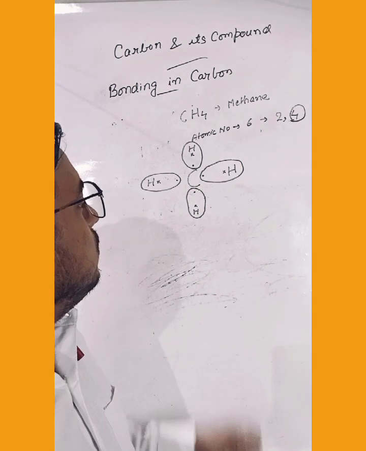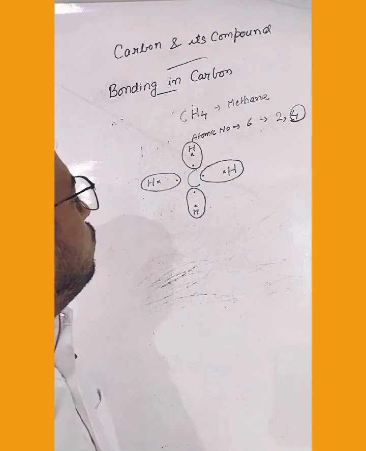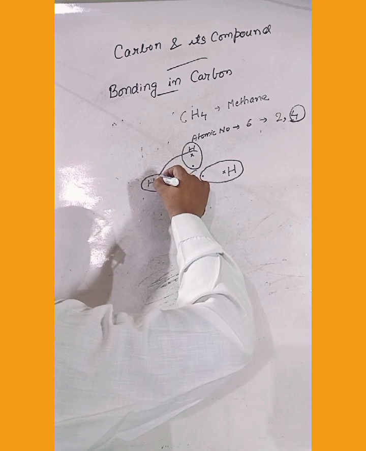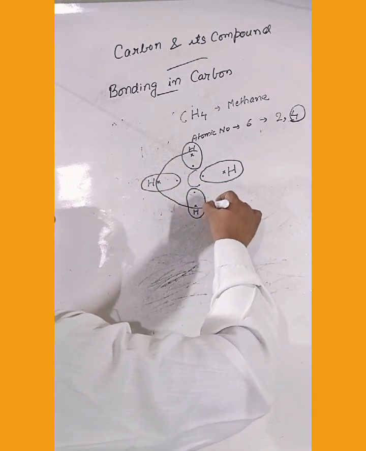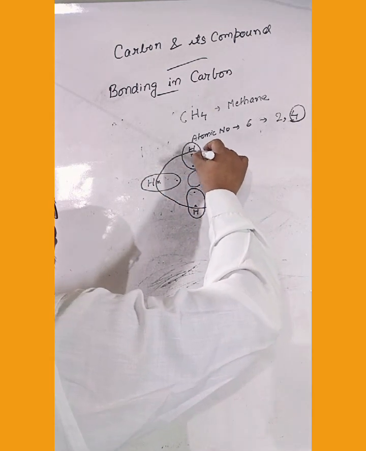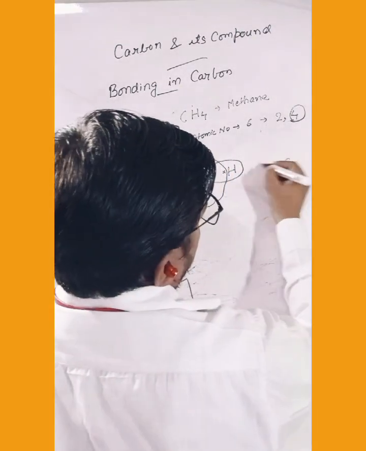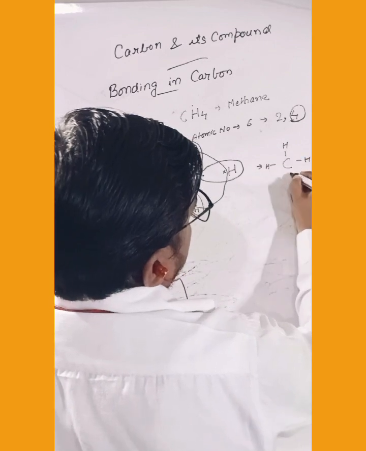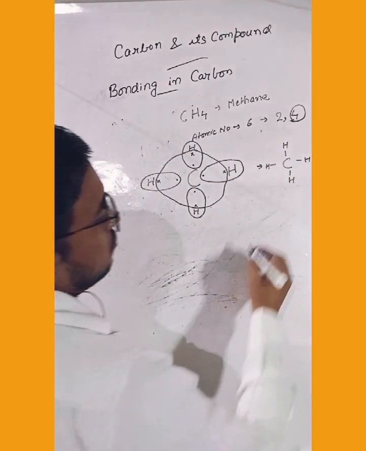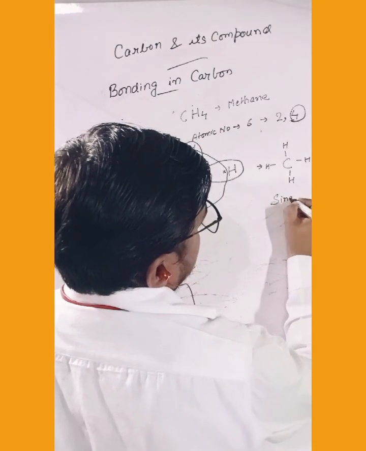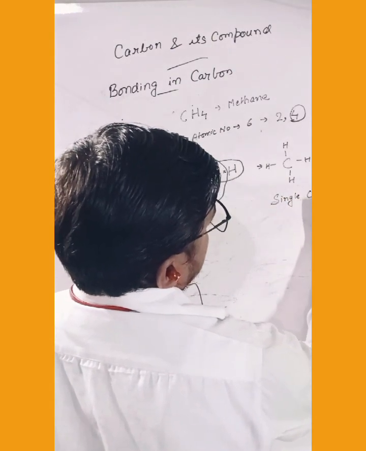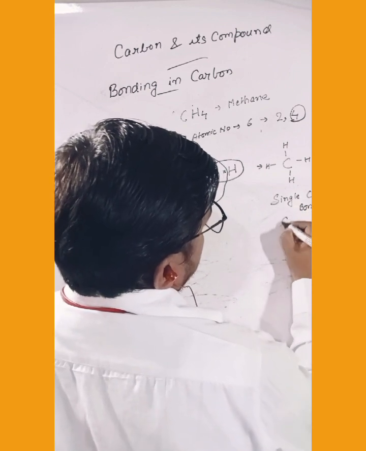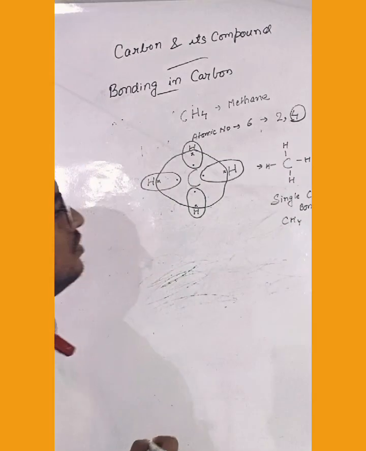Now it is the turn of carbon to form the bond. It would share all its electrons in this manner with all the hydrogens. It is going to form a single bond with each hydrogen. This is the structure. It is called methane, with single covalent bonds.